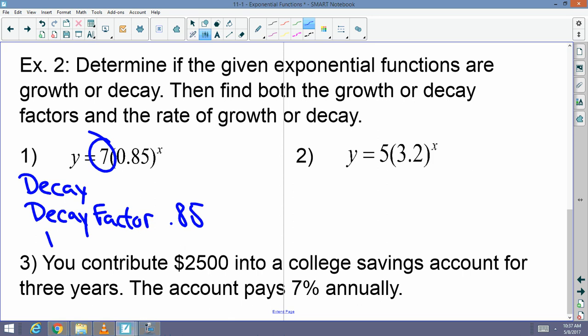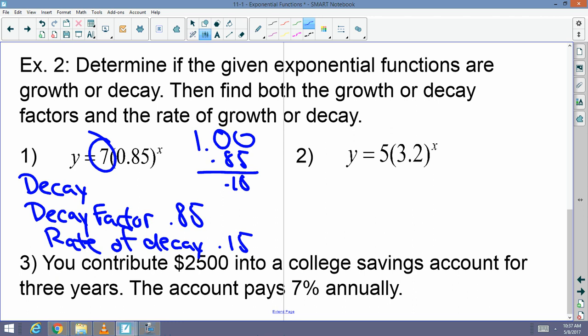What is it now? My rate of decay? Yeah, it's 0.15. How did you get that? Well, I went 1 minus 0.85 and got 0.15. Make sense? What about the next one, guys?